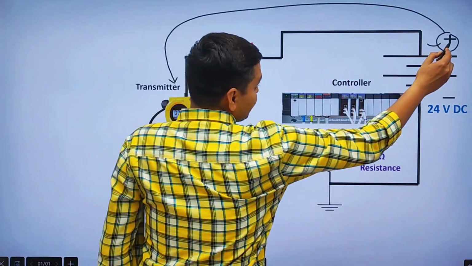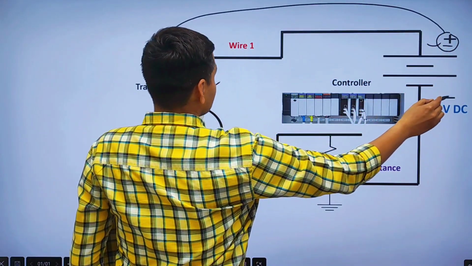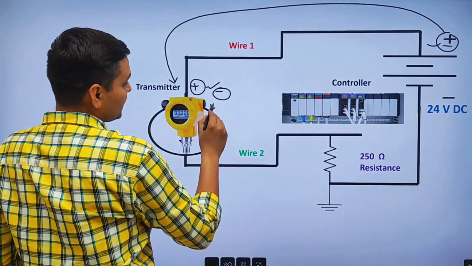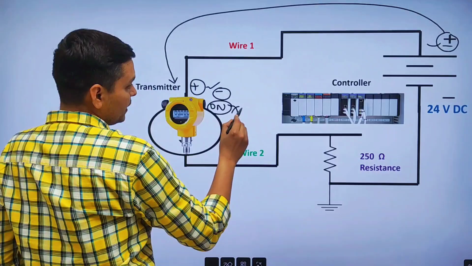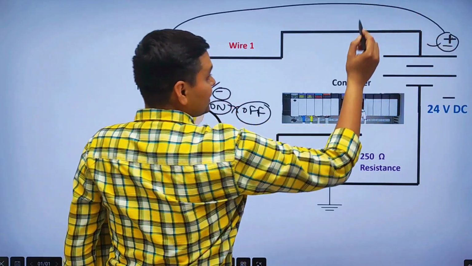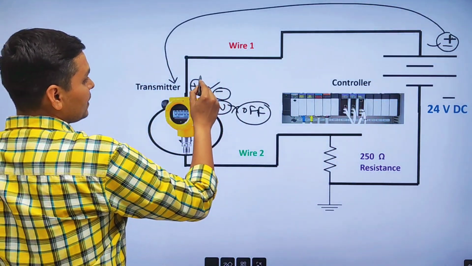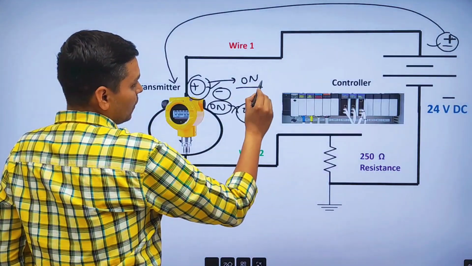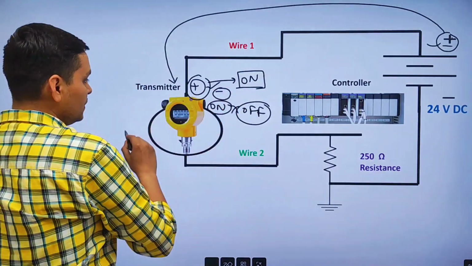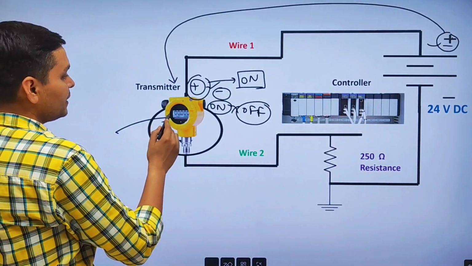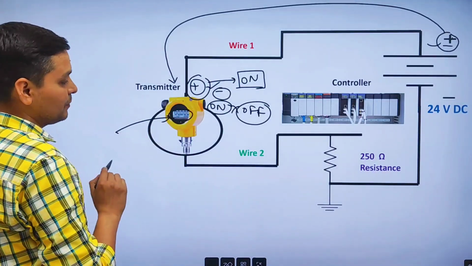If we connect the positive of the 24 volt DC supply to the negative of the transmitter, then the transmitter will not turn on. It will be off, or it remains off. And when the positive of the 24 volt DC is connected to the positive of the transmitter, then it will be on. Now this transmitter will measure the parameter and show it on its display.